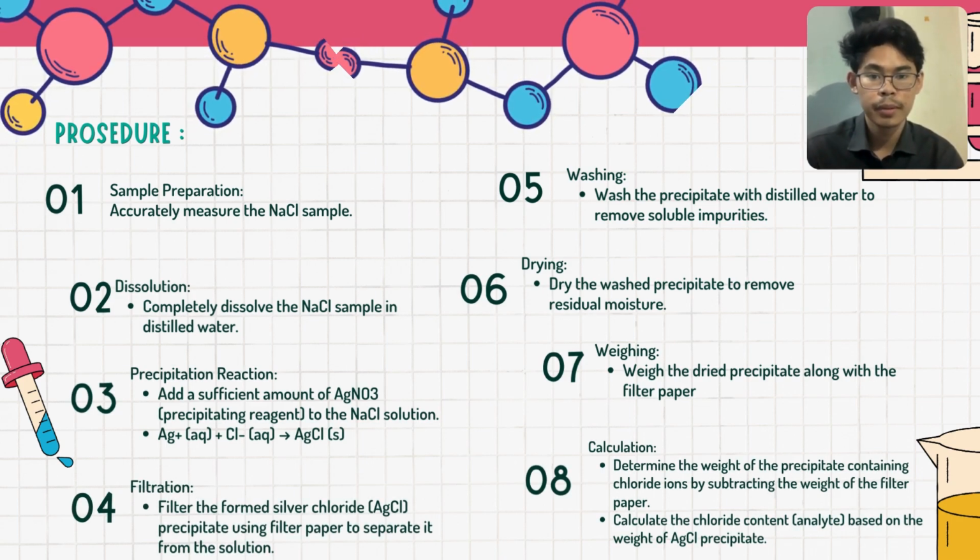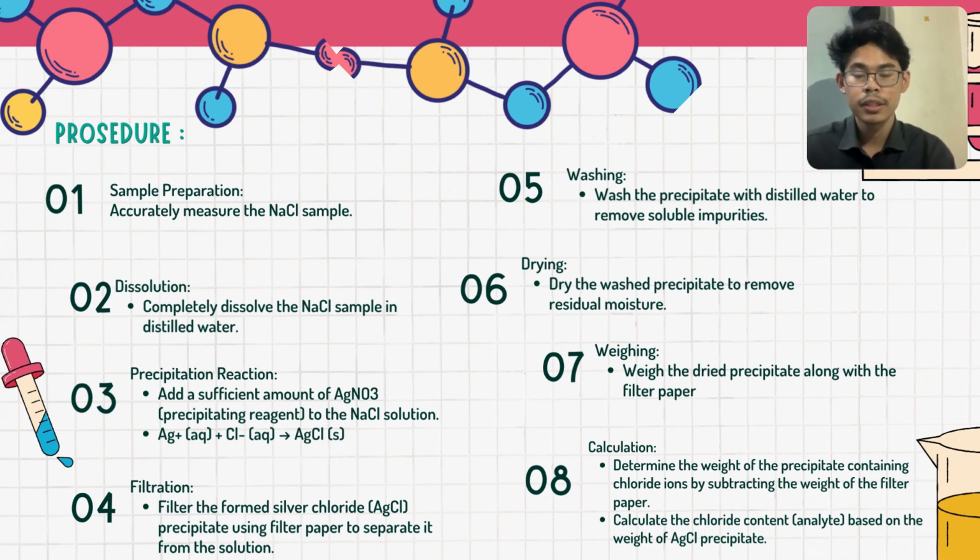First, accurately measure the sodium chloride sample and dissolve the sample in distilled water. Next, add a sufficient amount of silver nitrate, the precipitating reagent, to the sodium chloride solution. This will cause the silver chloride precipitate to form.